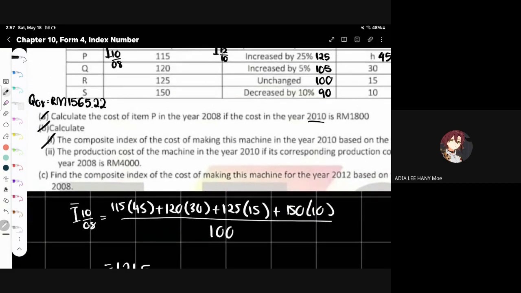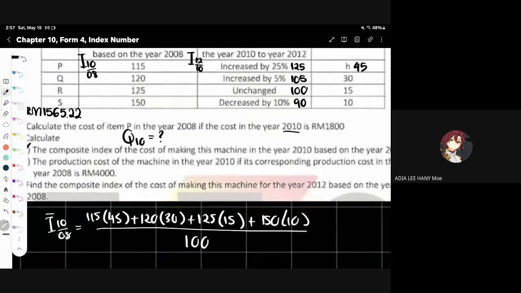Next, calculate the production cost of the machine in the year 2010. Cost is Q in the year 2010, so Q10 we don't know. If the corresponding production cost in the year 2008 is RM4,000, what formula do we use? Of course we use I, but is it I or I dash? Is it the normal I or the different I?